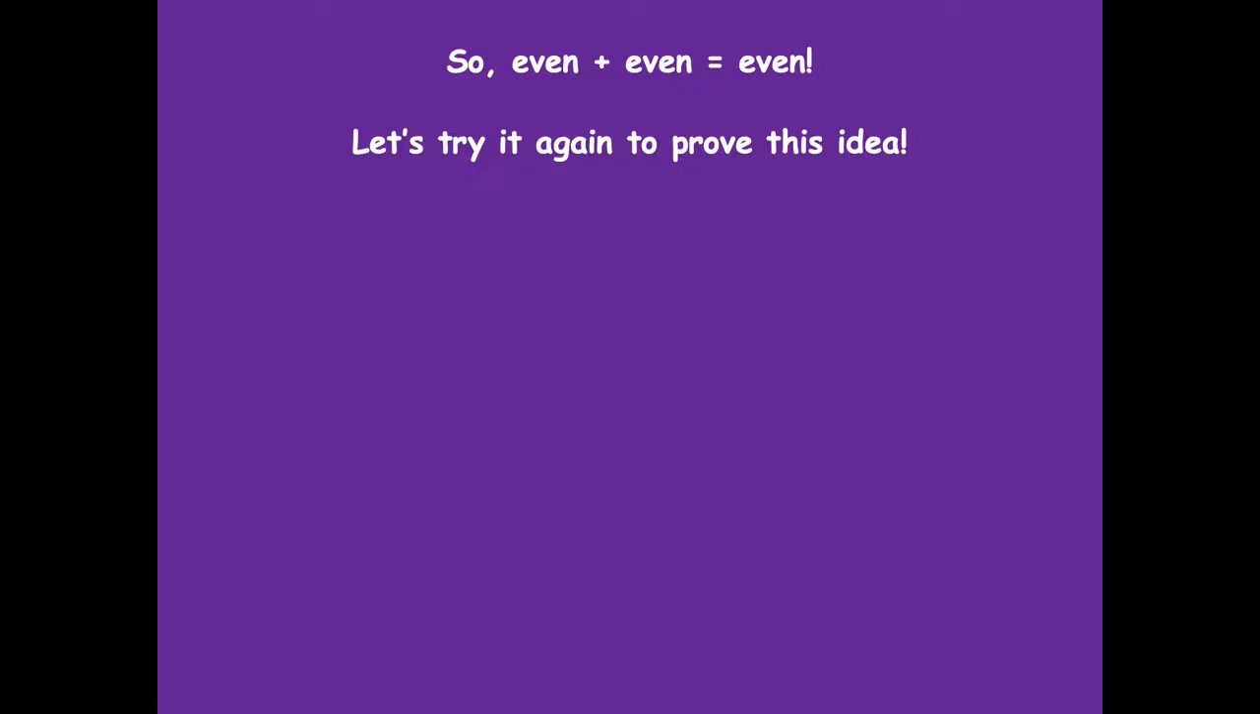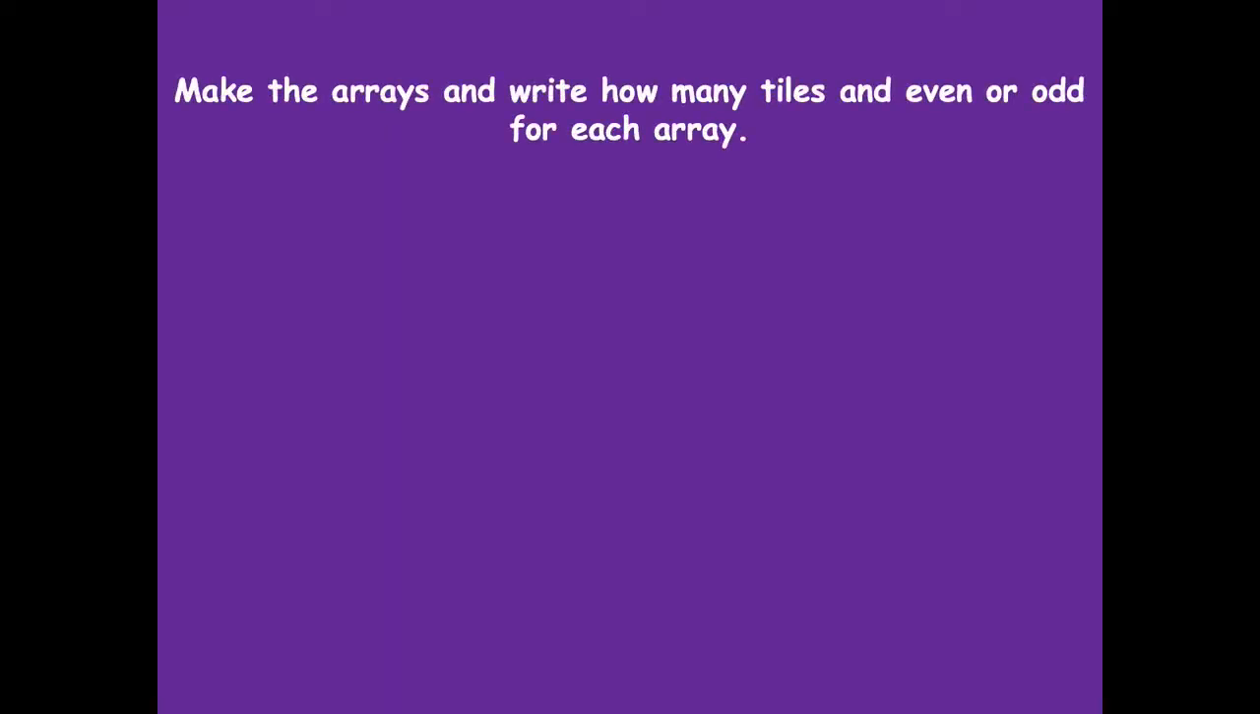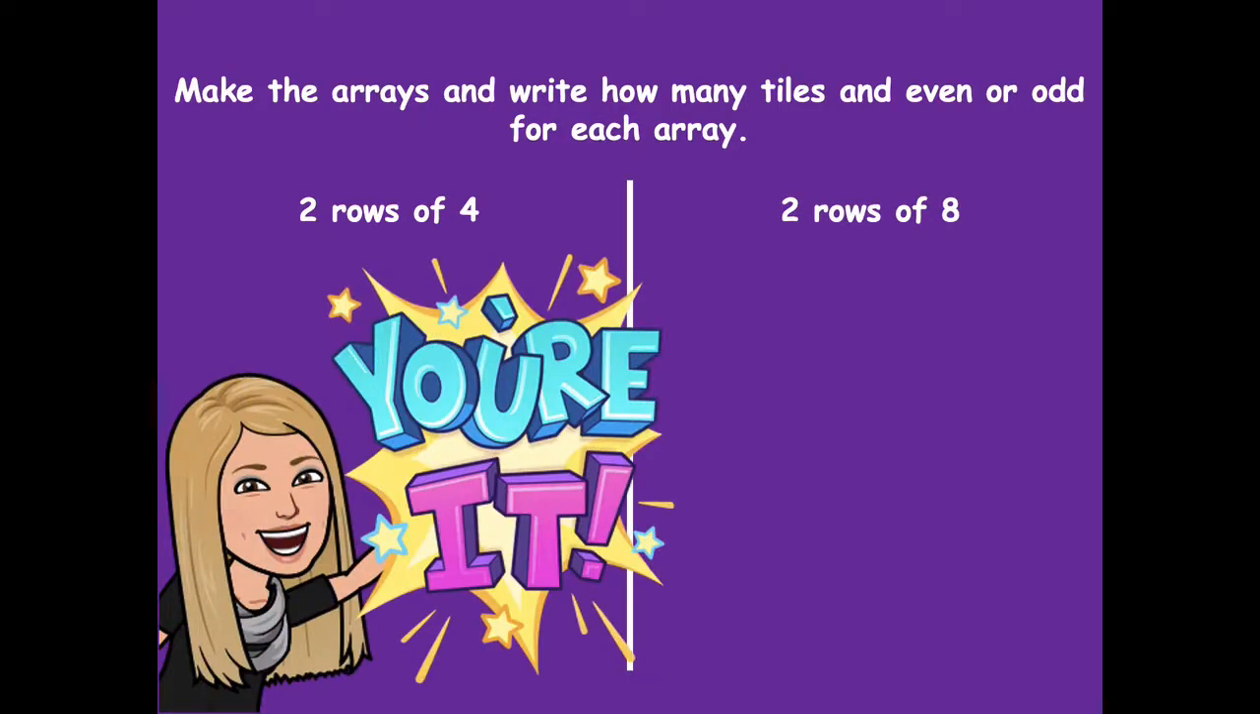Let's try it again to prove this idea. All right, so make the arrays and write how many tiles and even or odd for each array. So the same thing we just did in the last one. This time you're going to make 2 rows of 4 and 2 rows of 8. So pause the video, make both of those, label how many tiles total for each array and whether each array is even or odd. And then click play when you're ready to go over it together.